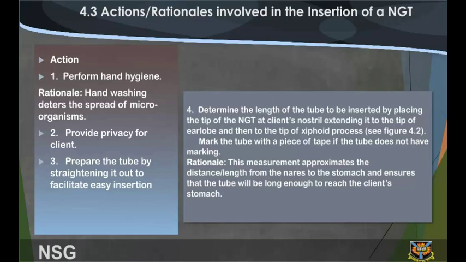4. Determine the length of the tube to be inserted by placing the tip of the NGT at client's nostril, extending it to the tip of earlobe and then to the tip of xiphoid process. Mark the tube with a piece of tape if the tube does not have marking. This measurement approximates the distance from the nose to the stomach and ensures that the tube will be long enough to reach the client's stomach.